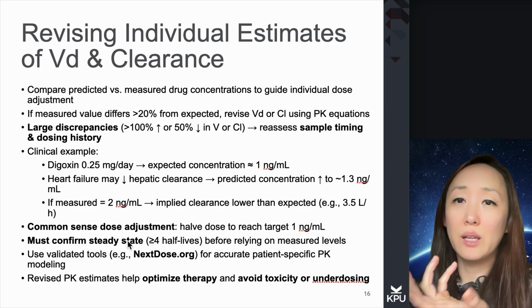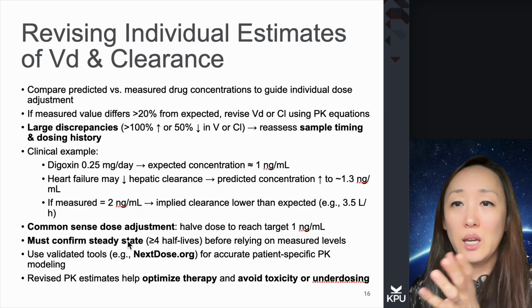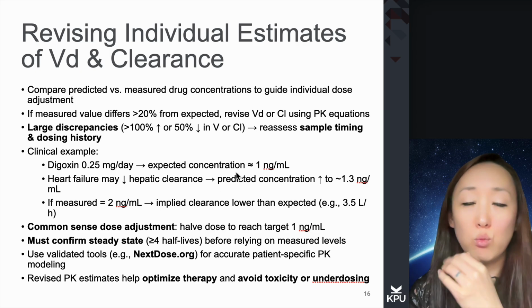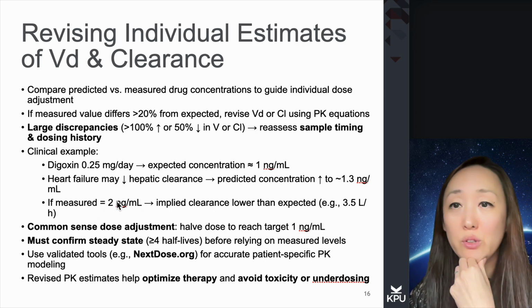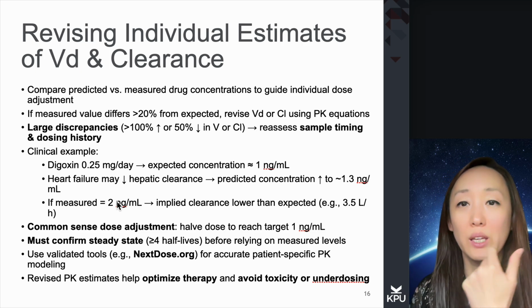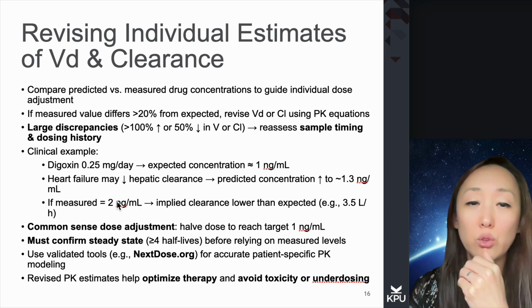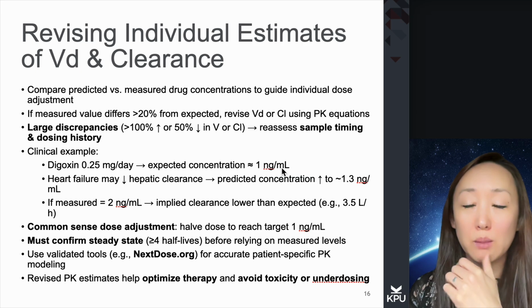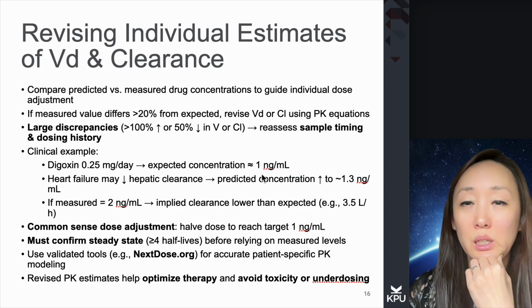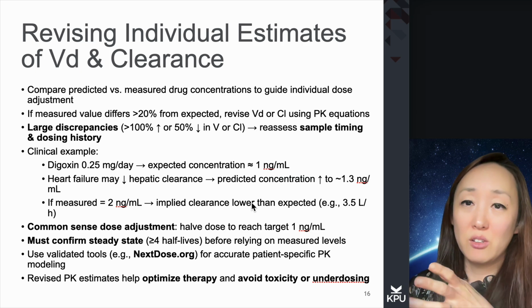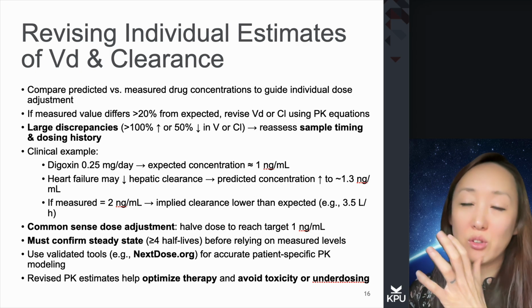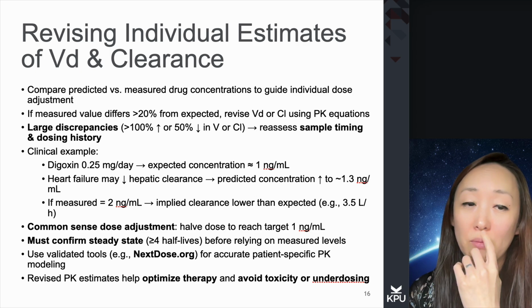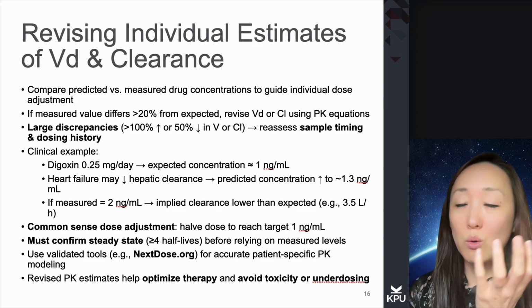So what do we do then is common sense dosing. At this point, what we need to do is, if 1 nanogram is what we wanted, and you're seeing 2 nanograms is what you're measuring, you need to halve the dose to get the concentration back near the 1 nanogram, which is the expected target mark. So this kind of bedside logic is useful, but that's only if the patient reached a steady state, of course. And steady state is a whole other thing.